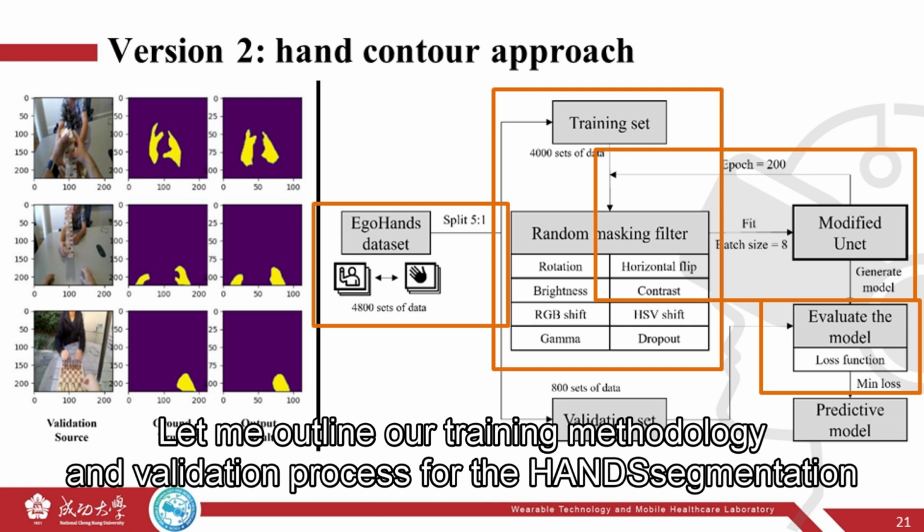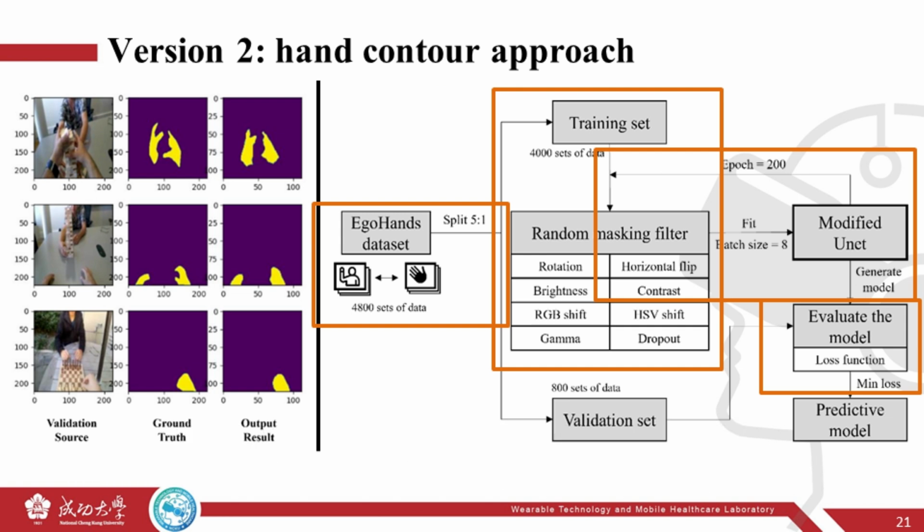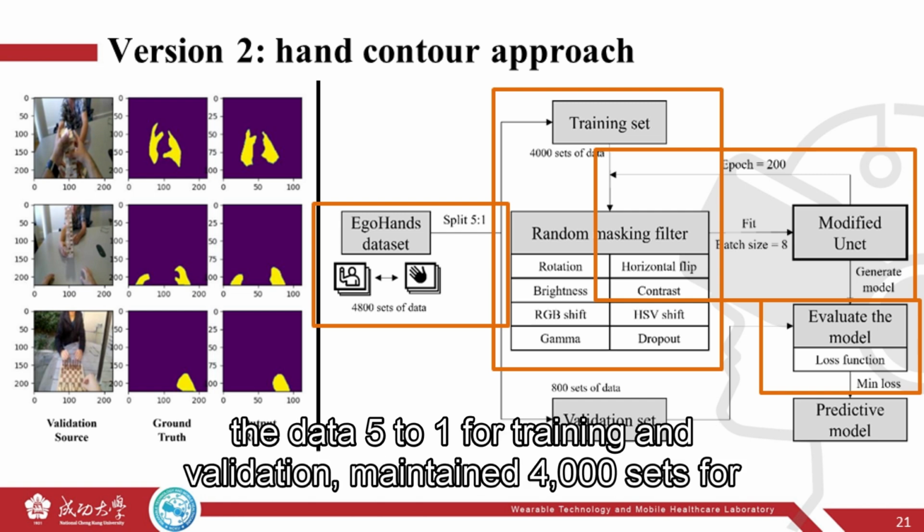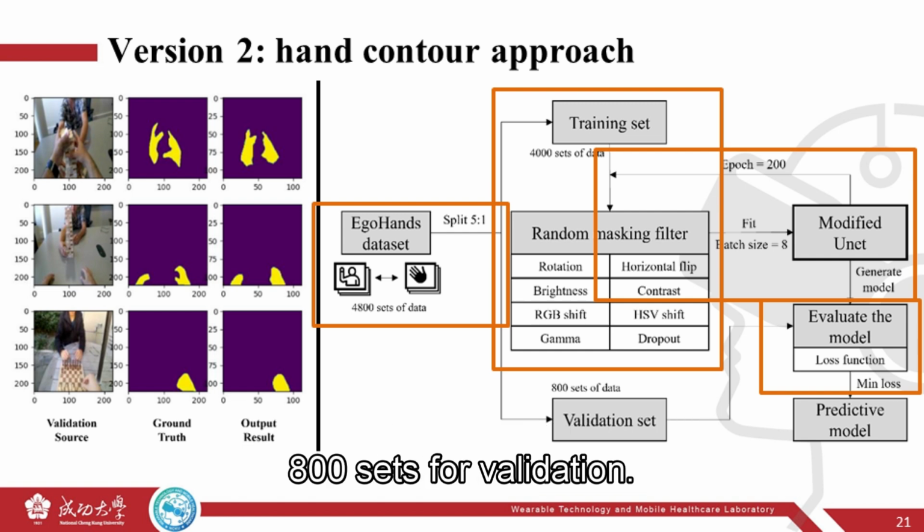Let me outline our training methodology and validation process for the hand segmentation model. Starting with data preparation, we utilized 4,800 sets from the EgoHands dataset, split the data 5:1 for training and validation, maintained 4,000 sets for training, reserved 800 sets for validation.